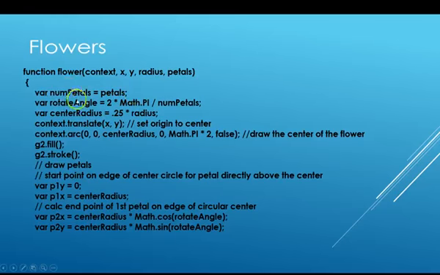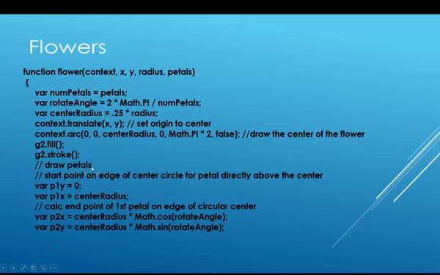So let's see if the code suggests that. We go to the center point. Here's where we draw the center of the flower. So that's centered on 0, 0. We use the center radius, and we do a full circle and false for the counterclockwise, although it doesn't matter which way we go when we draw a full circle. We fill and we stroke it.